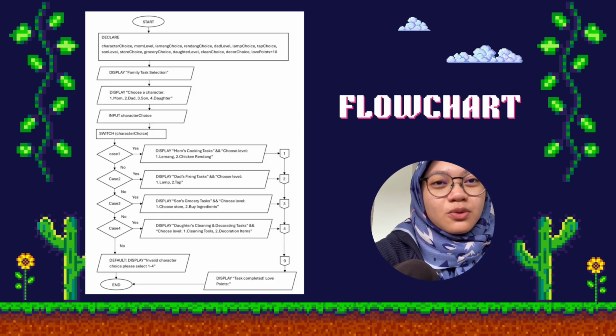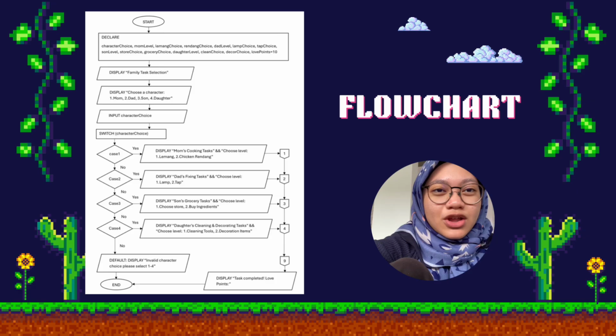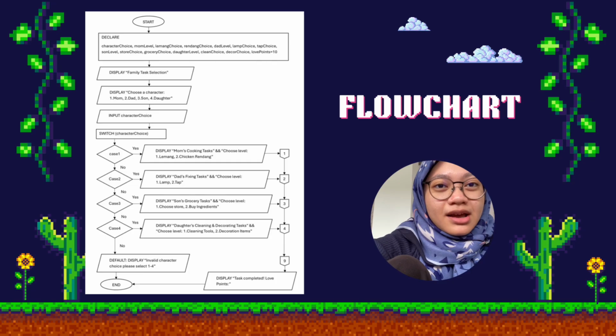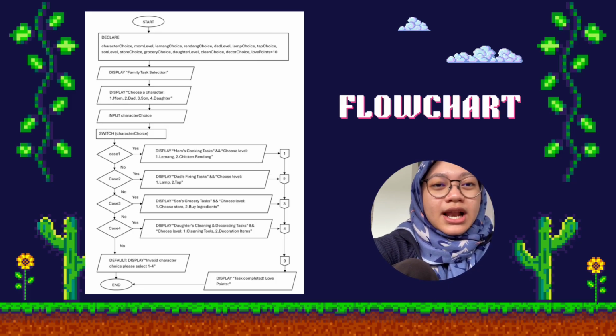Switch character choice, case 1, yes: display mom's cooking task and choose level, 1 lemang, 2 chicken rendang. No, case 2, yes: display dad's fishing task and choose level, 1 lamb, 2 tap. No, case 3, yes: display son's grocery task and choose level, 1 choose store, 2 buy ingredients. No, case 4, yes: display daughter's cleaning and decorating task and choose level, 1 cleaning tools, 2 decoration items. No, default: display invalid character choice, please select 1 until 4. Then display task completed and state the total love points.